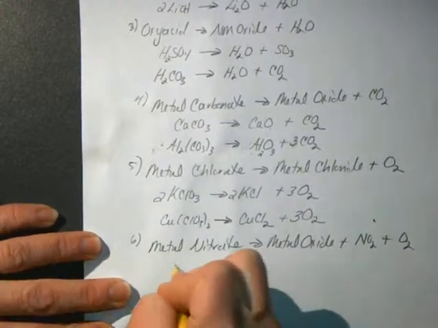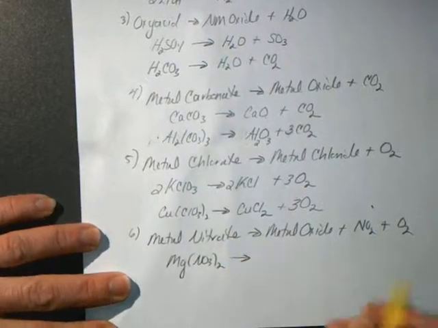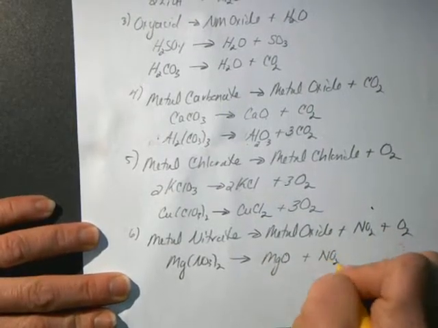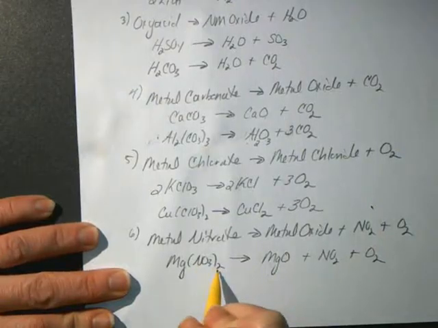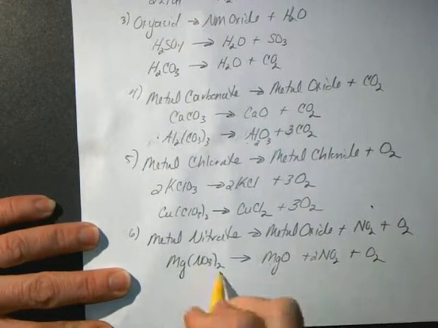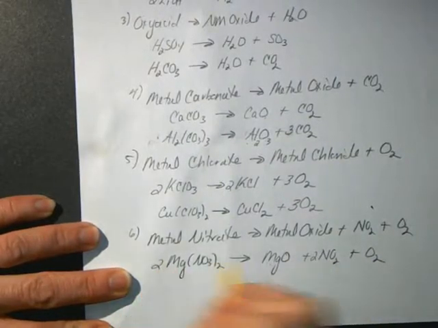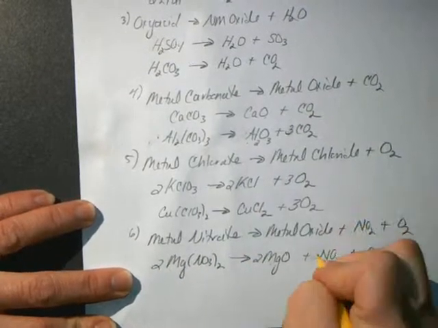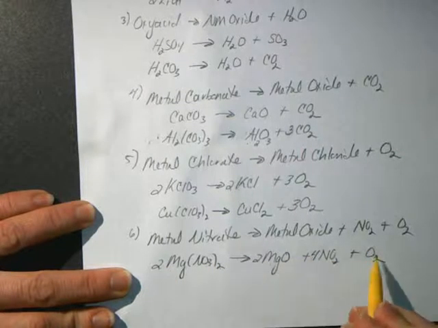For example, Mg(NO3)2, we will get MgO plus, +2, -2, plus NO2 plus O2. 1 magnesium, 2 nitrogen. So if I try a 2 there, 6 oxygen, I have 4, 5, 6, 7. Let's try a 2 there. That will require a 2 there. 4 nitrogens require a 4 here. We will then have 6 oxygen. We have 12 oxygen. We have 8, 9, 10, 11, 12.